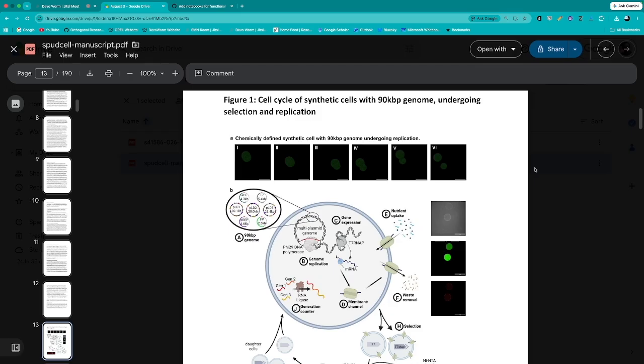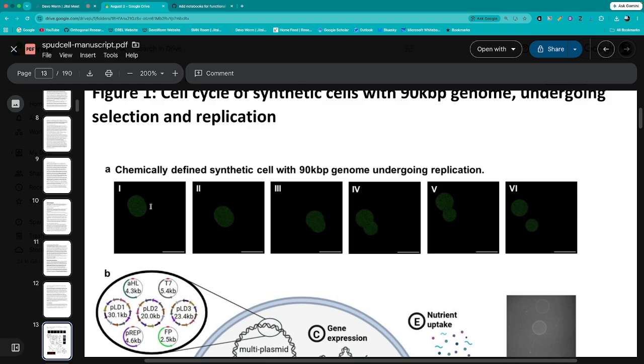Okay, so this is figure 1. This is a cell cycle of synthetic cells with a 90 kilobase pair genome undergoing selection and replication. So this is what it looks like in the cartoon. So we have some green fluorescent protein images here, where we go from 1 over to 6, and you can see that it's hard to see. I'll zoom in. The green is really hard to see against the black background, but basically you have a single cell here, and then it starts to divide by things going to the poles. You get the spindle formation, and then the membrane starts to pinch, and then you get division.